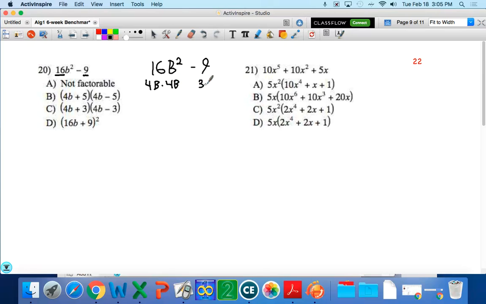9 breaks down into 3 times 3, or more specifically, 3 times negative 3, but that's the perfect square is 3 times 3. This means when we have this exact setup that we can go straight into our answer. This will be 4b plus 3 and 4b minus 3. Front part in both, back part in both. One's a plus for the positive 3, one's a negative for the minus 3 to get a minus 9. I look through and I see my answer.